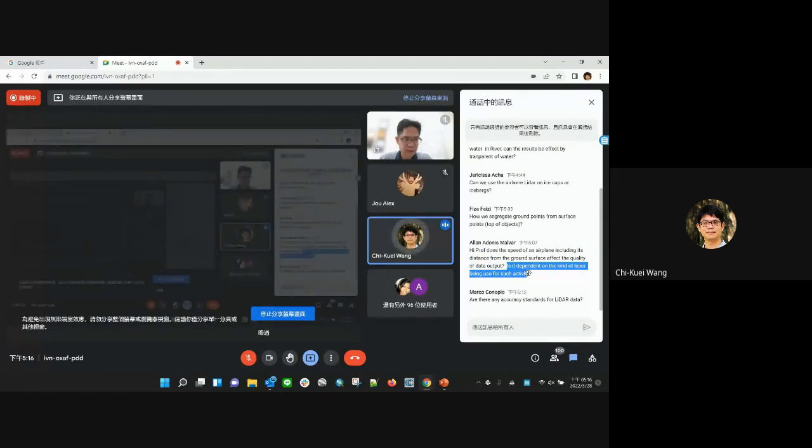Is it dependent on the kind of laser being used for such activity? Basically, all airborne lasers are the same. Well, I have to be politically correct, because all companies, all manufacturers make airborne laser scanners. Fundamentally they are the same. Same thing as terrestrial laser scanners. All terrestrial laser scanners are equally the same.